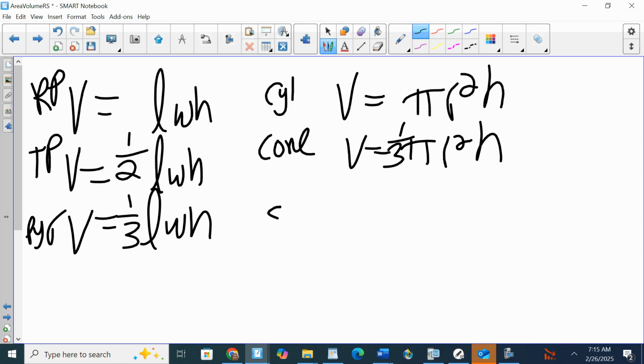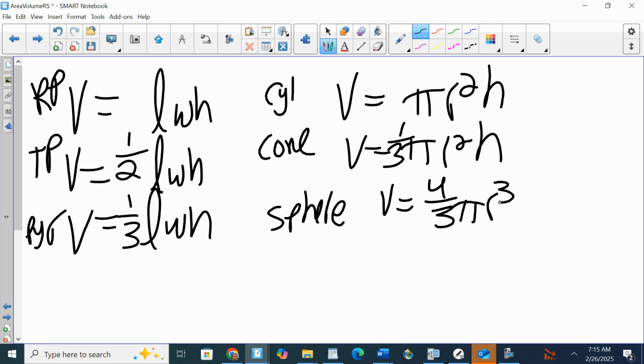The one that is given to you is your sphere, and that is 4/3 pi r cubed. That is given to you. The rest of them are not. So again, the song helps. It's either length times width times height or pi r squared height. Triangular prism is 1/2. Cone and pyramid is 1/3.